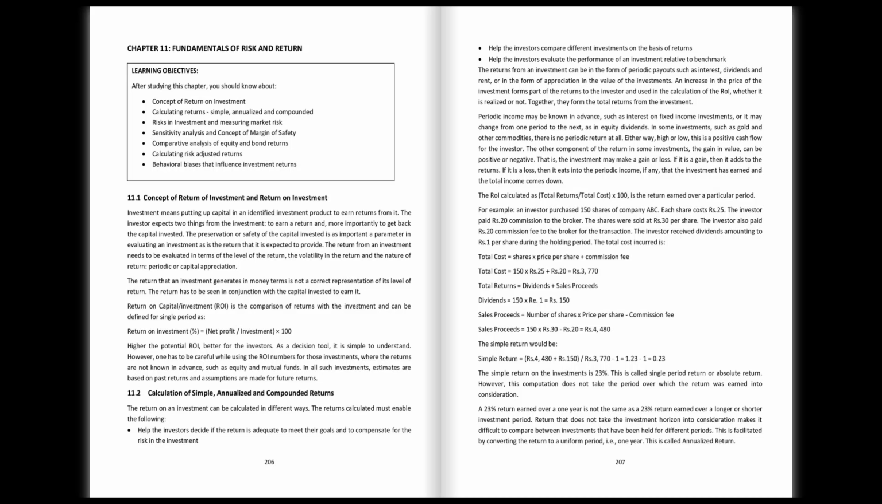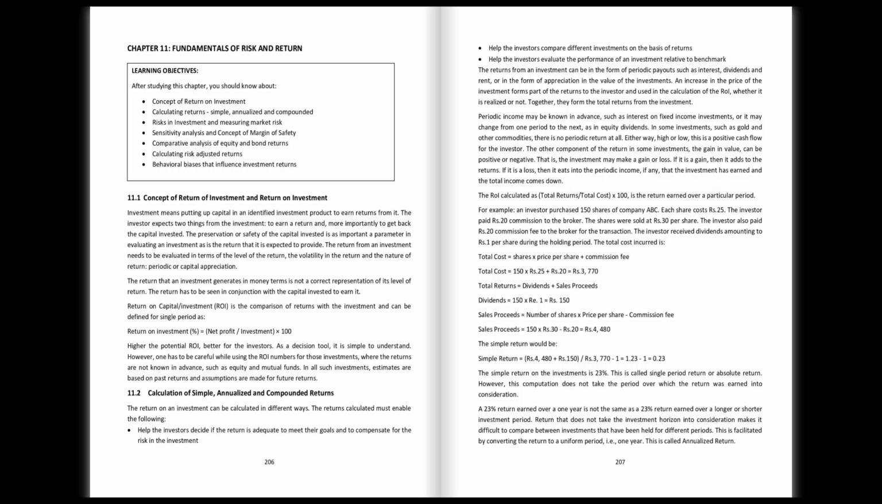Chapter 11, Fundamentals of Risk and Return. Learning Objectives. After studying this chapter, you should know about the concept of return on investment, calculating returns: simple, annualized, and compounded, risks in investment and measuring market risk, sensitivity analysis and the concept of margin of safety, comparative analysis of equity and bond returns, calculating risk-adjusted returns, and behavioral biases that influence investment returns.